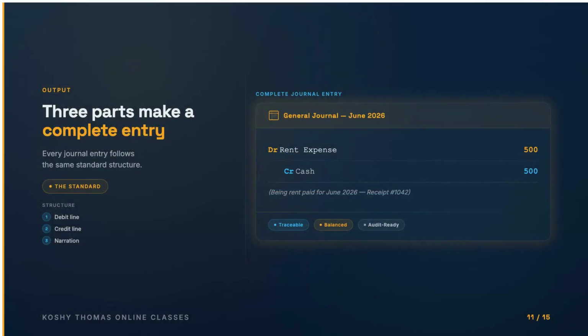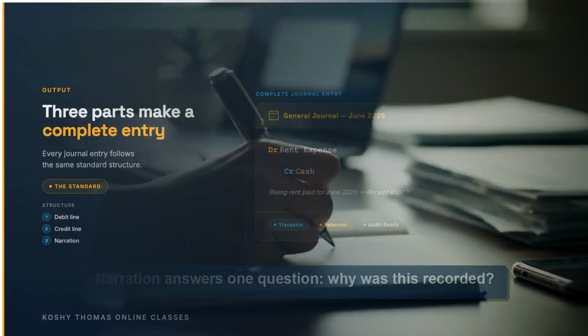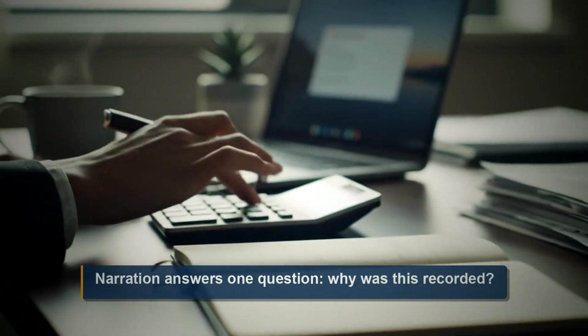Here's the full, finished journal entry, all three parts together. The debit line. The credit line. And below both, the narration. This is what a clean, complete journal entry looks like. It's traceable, it balances, and anyone reading it, including you in 6 months, will know exactly what happened and why. That's the standard. Every entry you write from today should look like this.